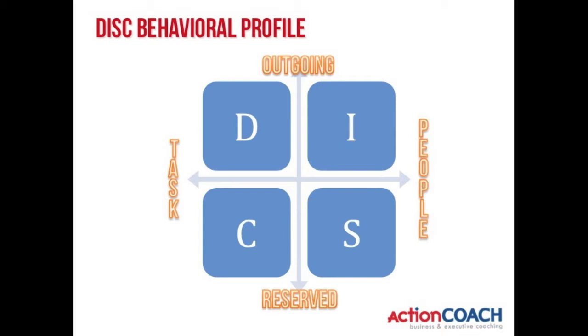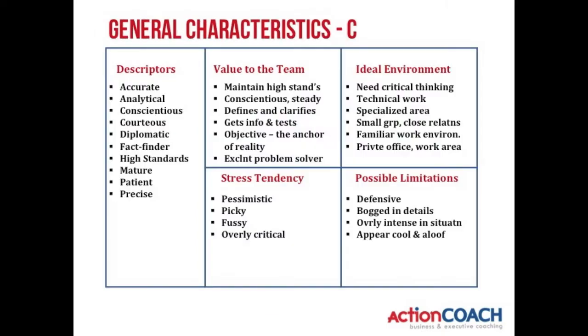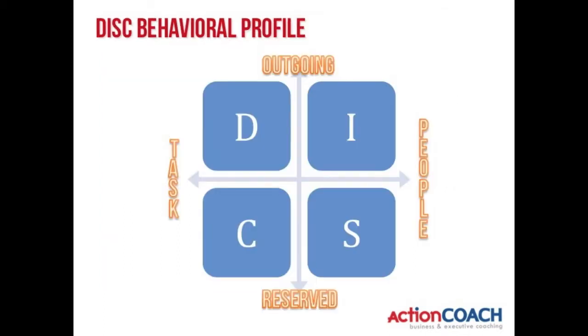On the reserved side, there are two more profiles. Number one is the reserved task-oriented, which is the Cs. C, you can say it stands for compliant, critical. Cs are perfectionists. They are the detail-oriented, analytical people. They are typically more guarded. They have high standards of themselves as well as of other people.